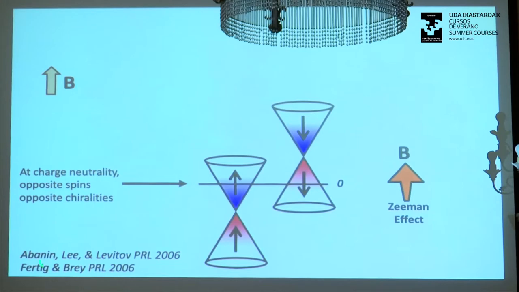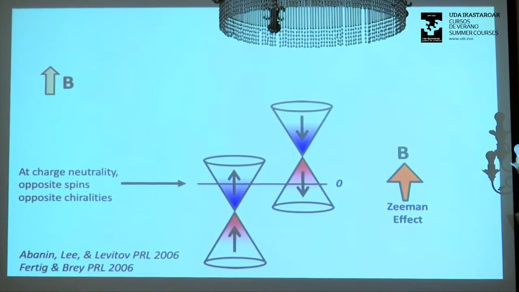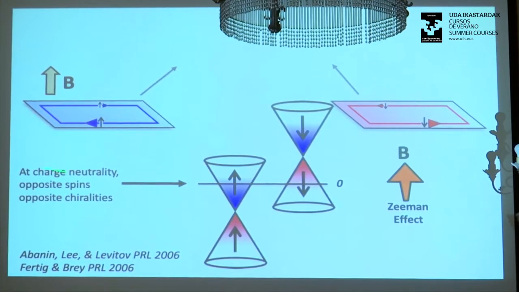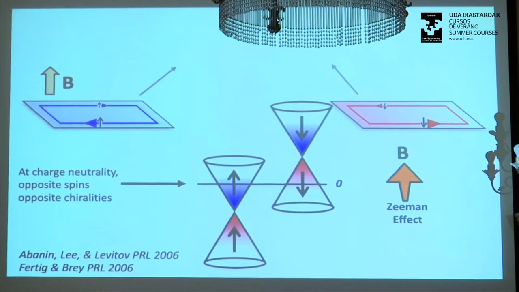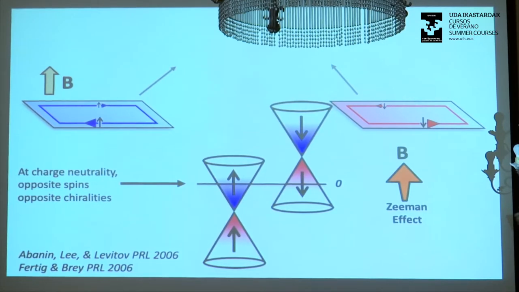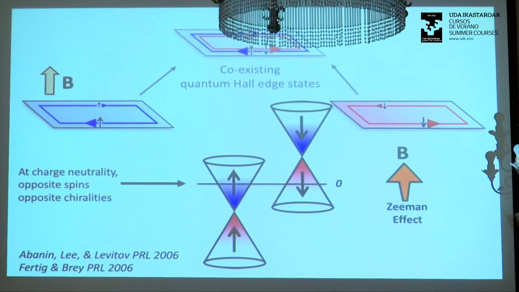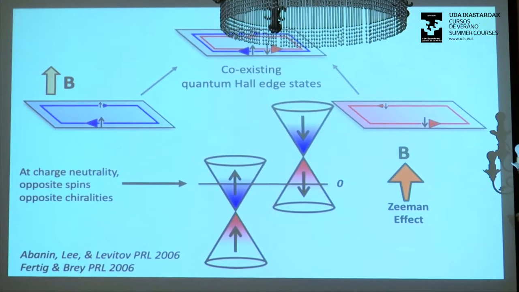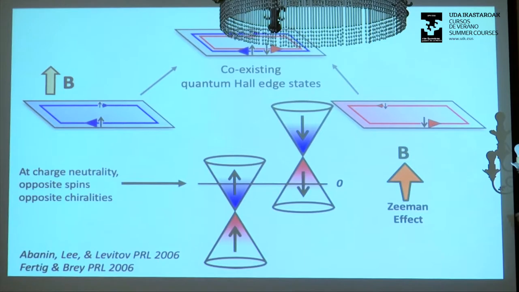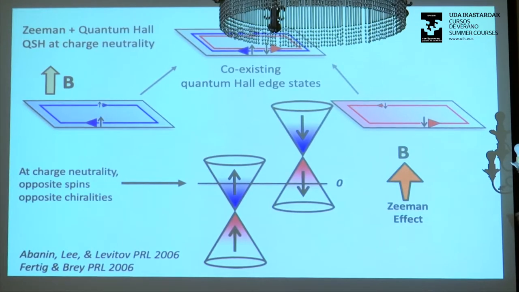This is something that was early on theoretically pointed out by Levitov and co-workers, and also by Abanin, Lee, Levitov, and by Fertig and Brey. So this means the following. If you now have your chemical potential at charge neutrality, the spin-up part, when you enter the quantum Hall regime, if you apply also some perpendicular magnetic field in addition to Zeeman, is going to give you this chiral state going in this direction. The spin-down portion is going to give you a spin-down state going in the opposite direction. But this is in the exact same graphene sheet, so this is happening at the same time. This means that you are going to have coexisting helical edge states, spin-up going clockwise, spin-down going counterclockwise. So Zeeman plus quantum Hall physics gives you a quantum spin Hall state at charge neutrality in graphene: helical edge states with opposite spin polarization.